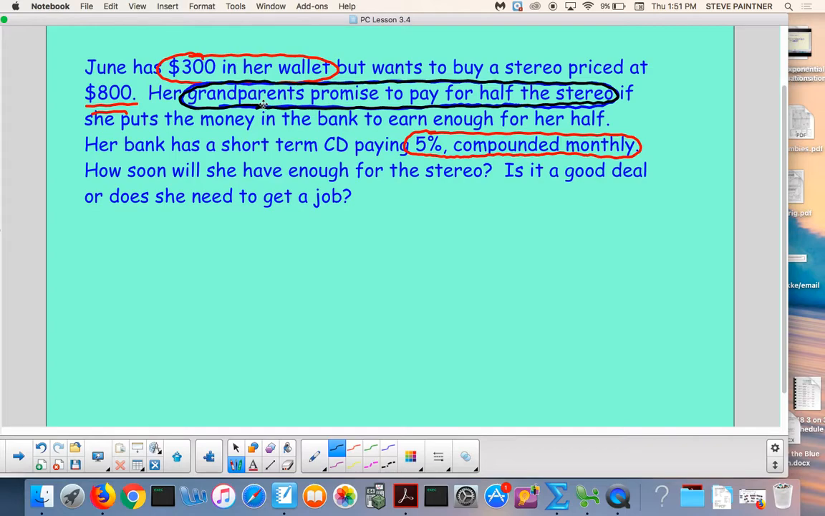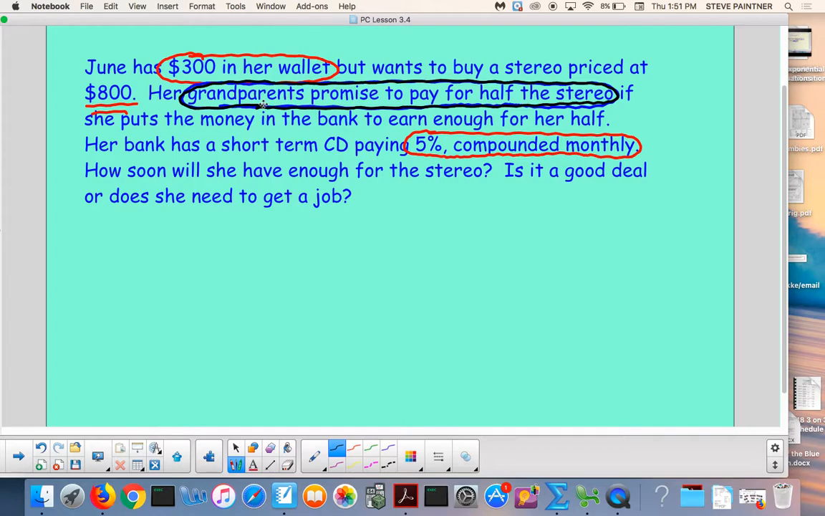Trying to circle some things that are pretty important to you. June has how much money? She has $300, but wants to buy a stereo priced at what price? $800. Her grandparents promised to pay for half the stereo. So how much does she have to pay for? She only has to pay for $400. Okay, and she already has 300, doesn't she?